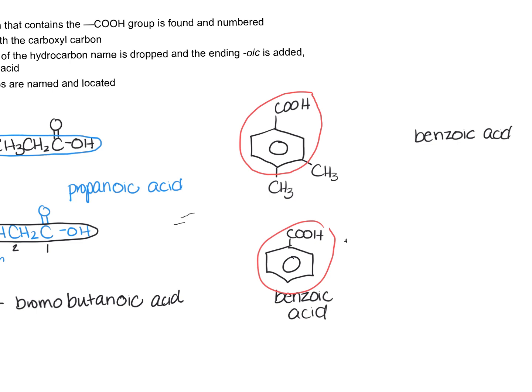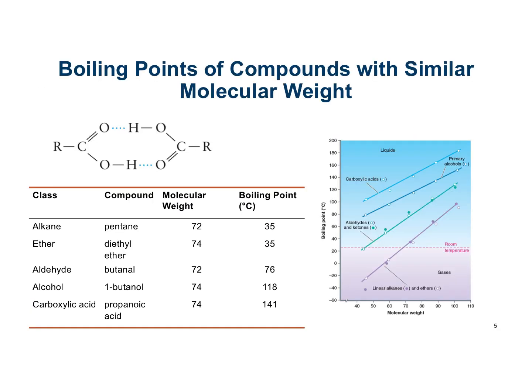And so we can say, look, we know that's benzoic acid. And then we count using the place where the benzoic acid is attached to the aromatic ring as the 1. And then we go 2, 3, 4. And we get 3,4-dimethylbenzoic acid. And so these are the ways that we name carboxylic acids. Let's look at some of their physical properties as well.